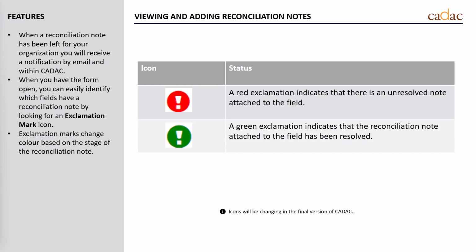So now we can take a look at how to view and add reconciliation notes. When a reconciliation note has been left for your organization, you will receive a notification by email and within CADAC. So when you have the form open, it will be very easy to identify which fields have a reconciliation note, since there will be an exclamation mark icon next to it. The exclamation marks can change colors based on the stage of the reconciliation note. If it is red, it means that there is an unresolved note attached to the field. However, if it is green, it means that the reconciliation note attached to the field has been resolved.